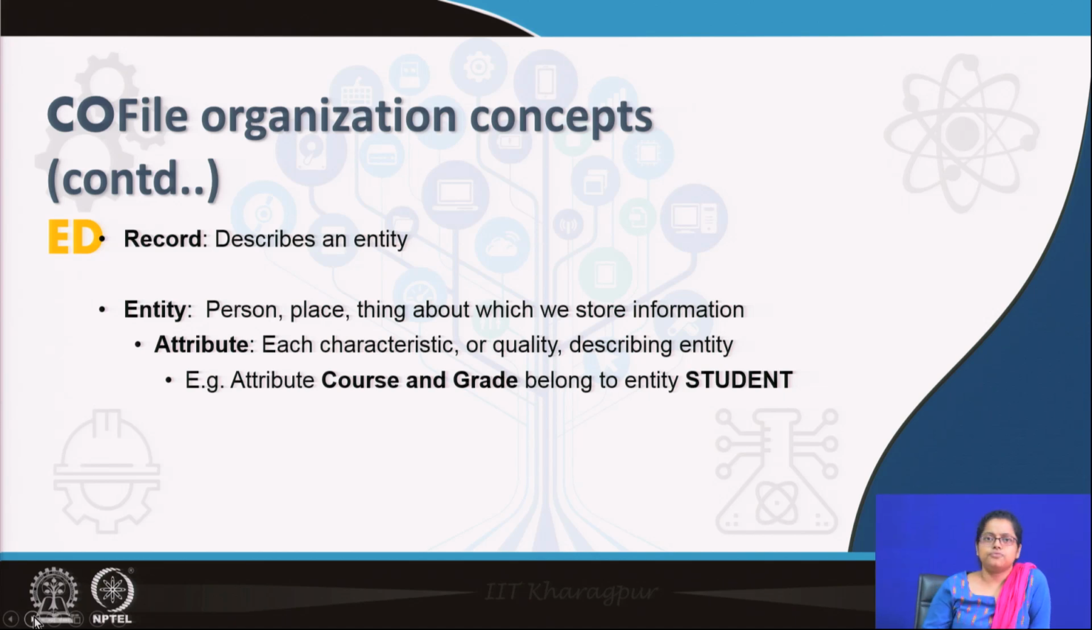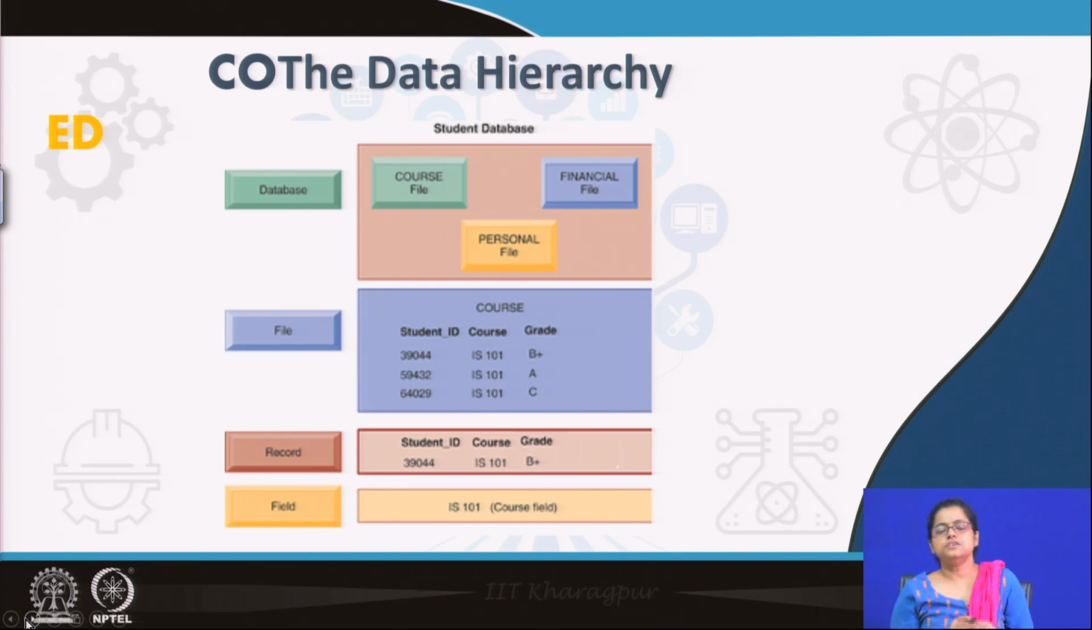For example, if we are talking about a student entity, certain attributes that could represent or explain the student could be the courses that the student has taken, or the grades that the student has obtained. So courses and grades could be attributes pertaining to the entity student. With this, let's move on to the example. This particular slide talks about the example and explains whatever we have just discussed.